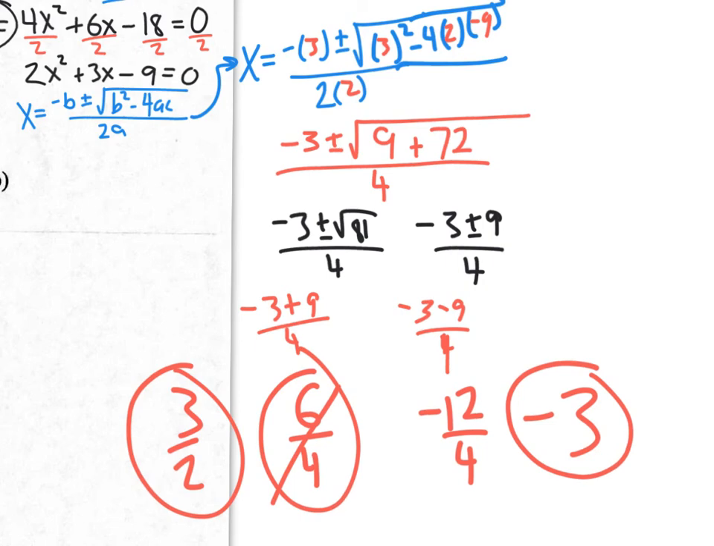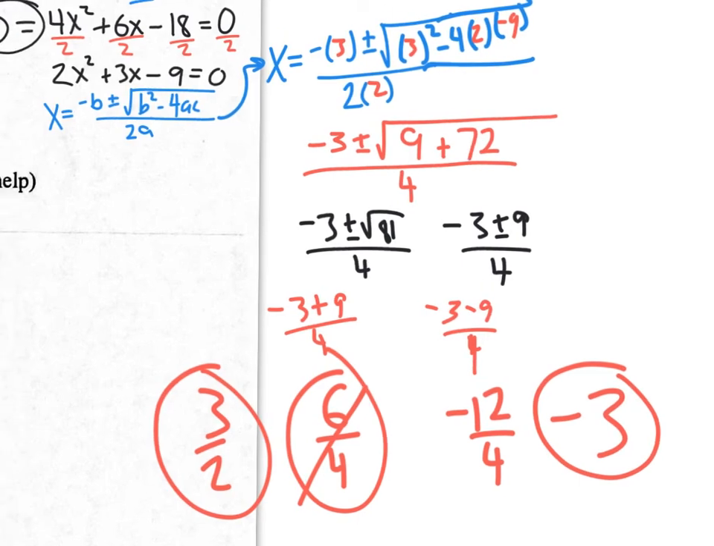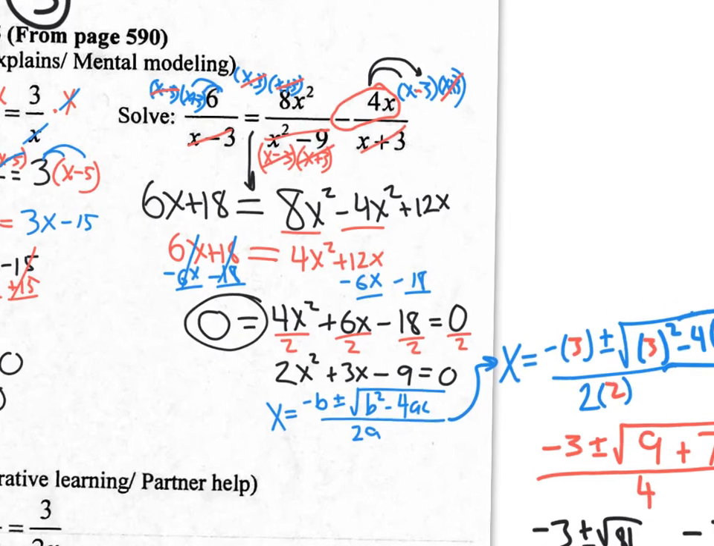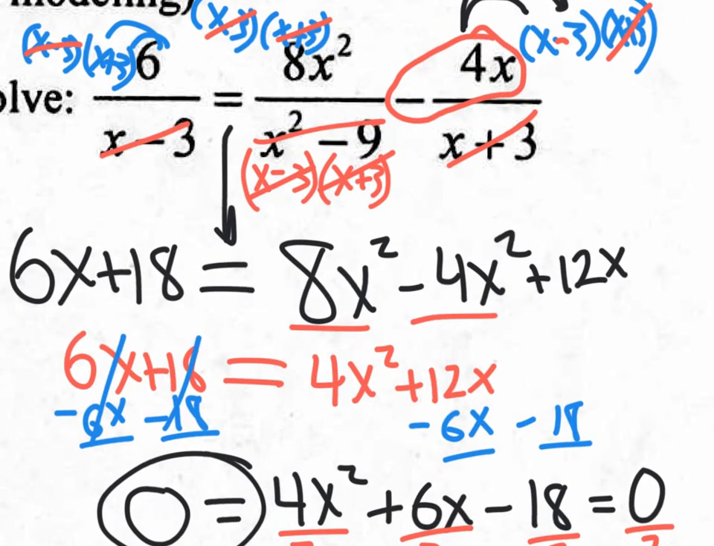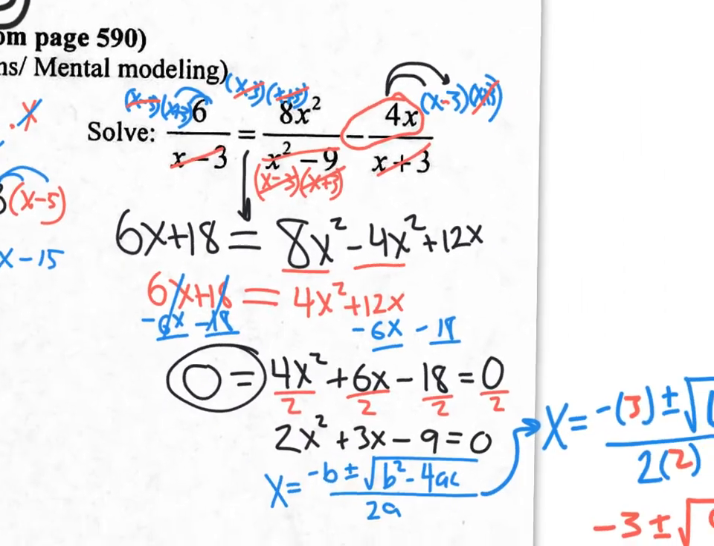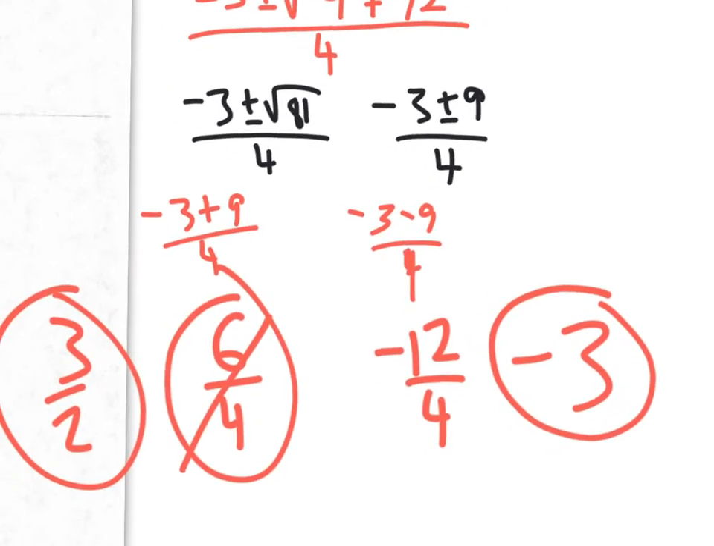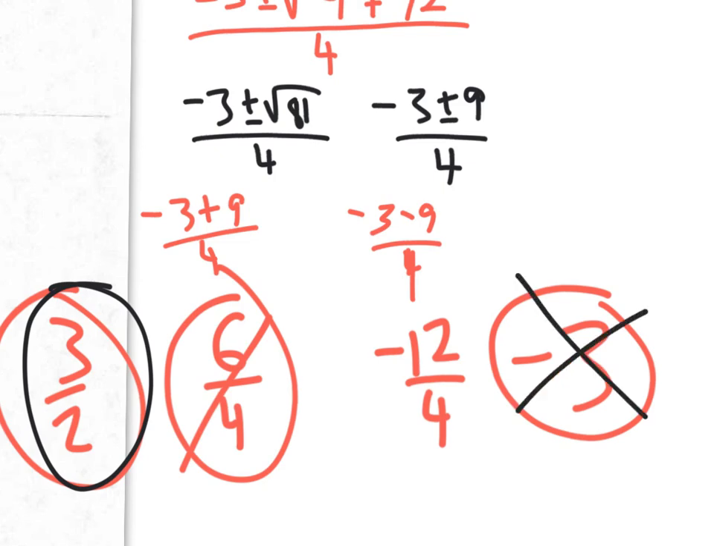Now, if you put both of those answers on your test, it's going to be wrong. Because if you go back to your original, the negative 3 will not work because it would make this fraction undefined. Which means that negative 3 is not part of your solution. It's an extraneous solution. So the only real answer that you have is the 3/2, not negative 3. Do not write down negative 3 as your answer.